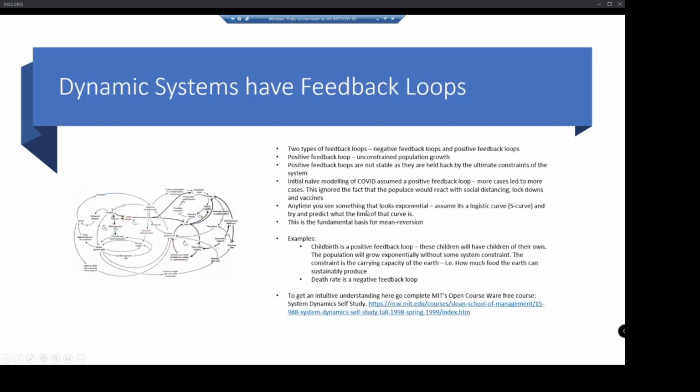This is a bit more about feedback loops. There are two types: a positive feedback loop and a negative feedback loop. It's very rare to see a positive feedback loop because it's unconstrained growth. You can't have unconstrained growth, because if we were perpetually eating more and more food every year, eventually we'd eat the whole earth. So it's not sustainable.